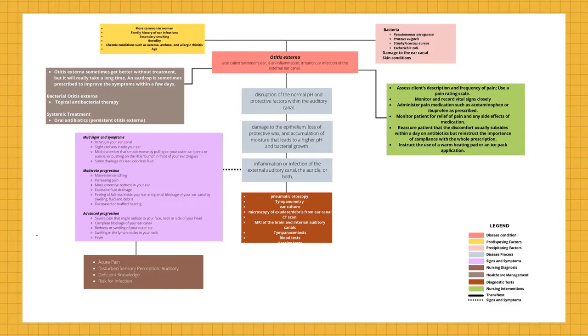Otitis Externa. The following legends are: red box for disease condition, yellow for predisposing factors, pink for precipitating factors, gray for disease process, purple for signs and symptoms, dark brown for nursing diagnosis, light brown for healthcare management, dark orange for diagnostic tests, green for nursing interventions, bold line for "then" or "next", and dotted line for "or" connecting to signs and symptoms.